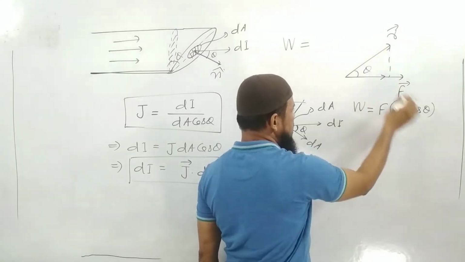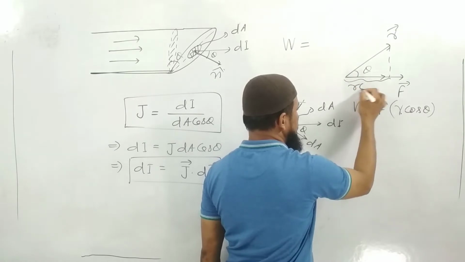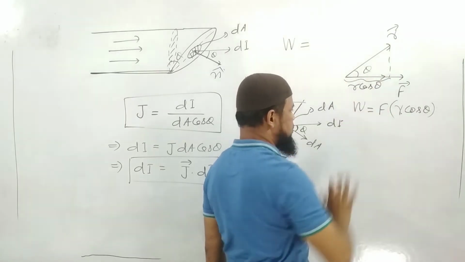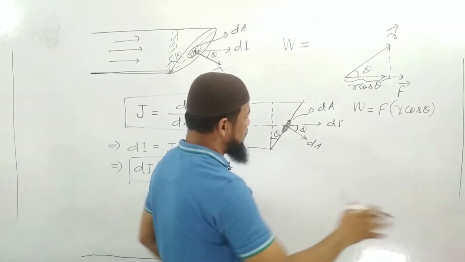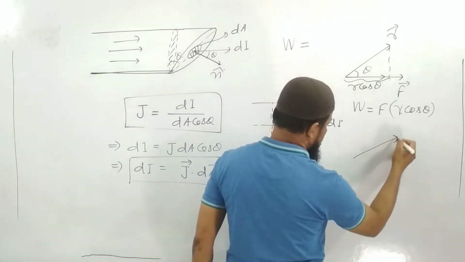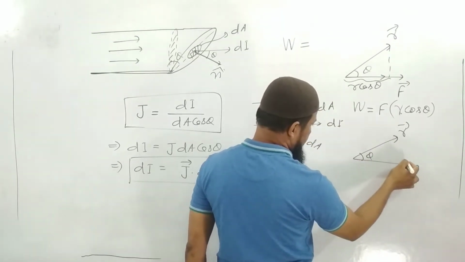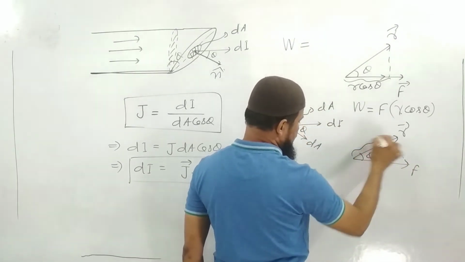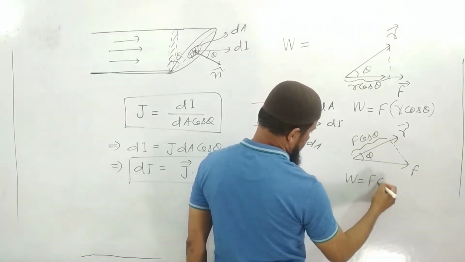How much? If this is R, this component will become R cos theta. So R cos theta into force, that is what we get, work done. Or we can call it like this also. If this is the displacement, this is the force, then we can consider a component of force in the direction of displacement. Both ways, your definition will remain the same.